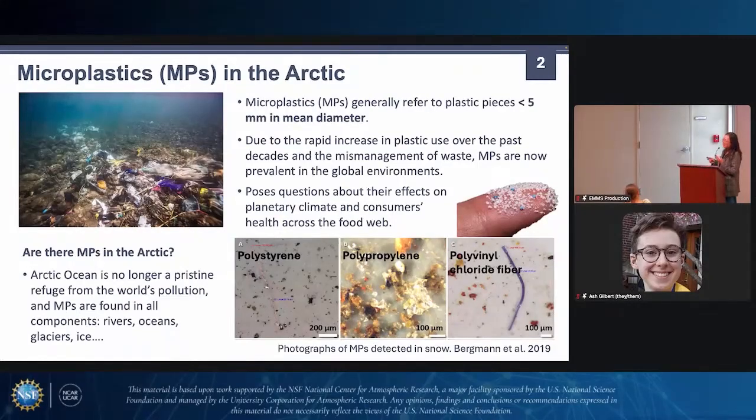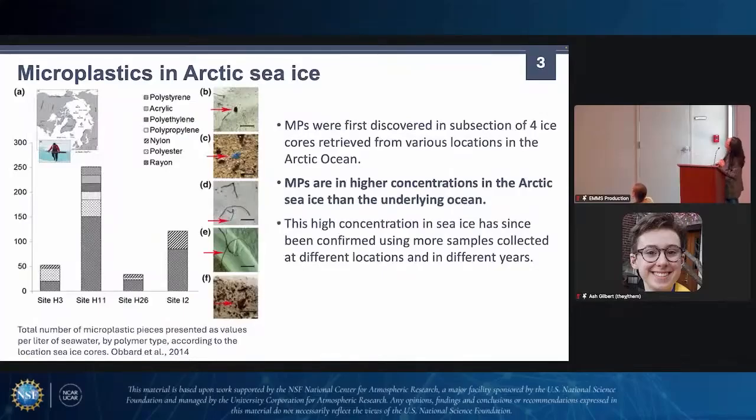Unfortunately, although the Arctic is far away from the direct source of anthropogenic pollution, recent studies have shown that microplastics can be found almost everywhere in the Arctic: the rivers, oceans, glaciers, sea ice. So microplastics were first discovered roughly 10 years ago in the Arctic in 4 ice cores retrieved from different locations in the Arctic Ocean. And in this initial study, a total of 6 synthetic polymers were reported, and their concentrations were estimated.